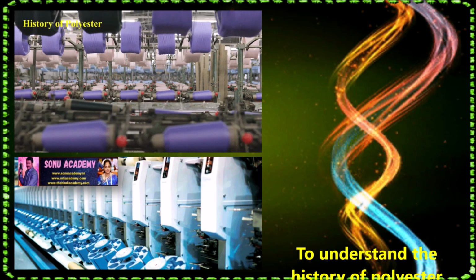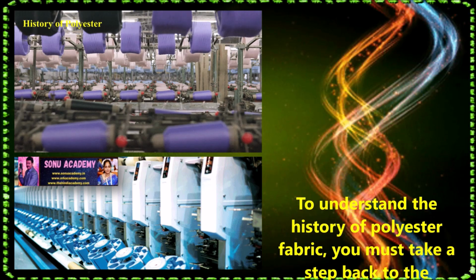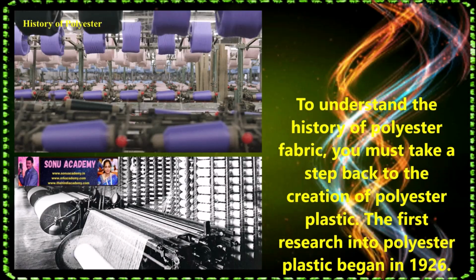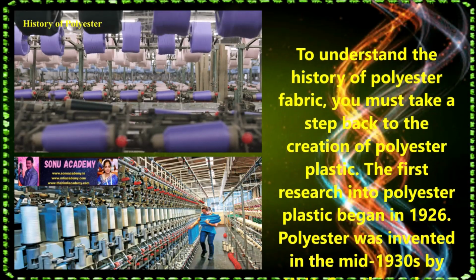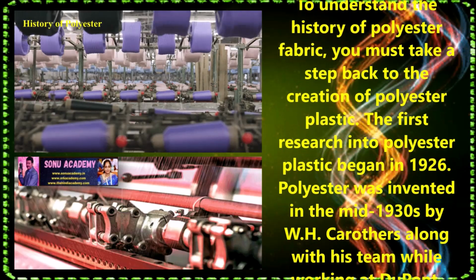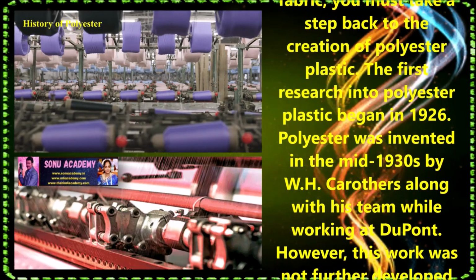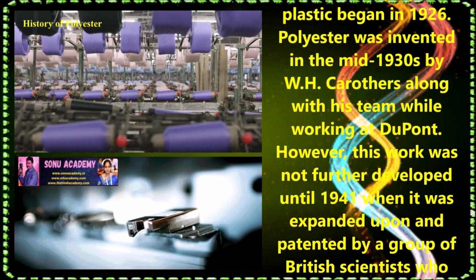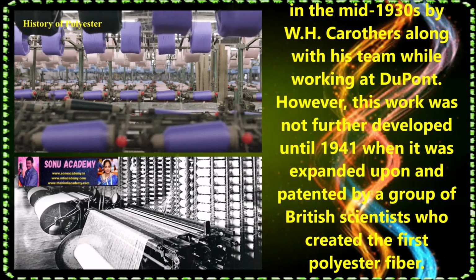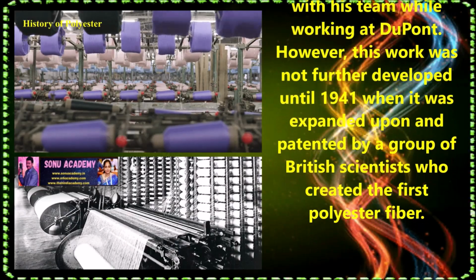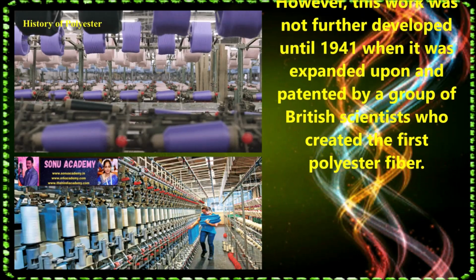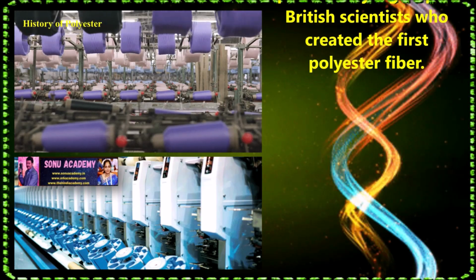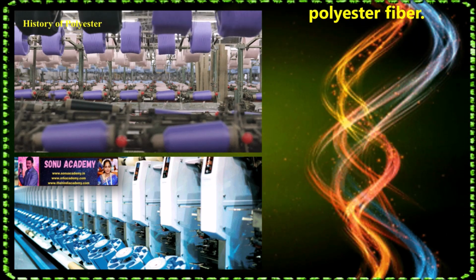Children, let us discuss the history of polyester. To understand the history of polyester fiber, you must take a step back to the creation of polyester plastic. The first research into polyester plastic began in 1926. Polyester was invented in the mid 1930s by W.H. Carothers along with his team while working at DuPont. However, this work was not further developed until 1941 when it was expanded upon and patented by a group of British scientists who created the first polyester fiber.